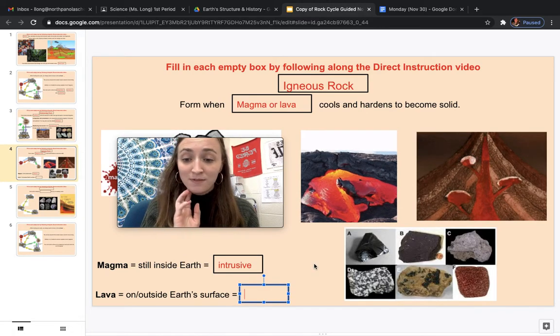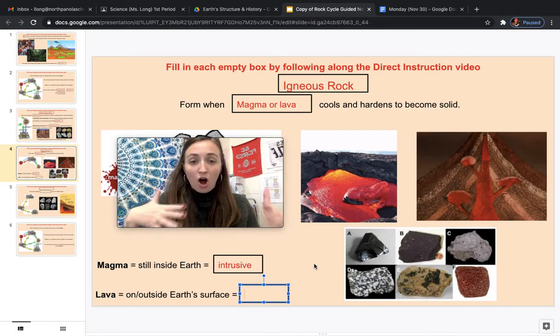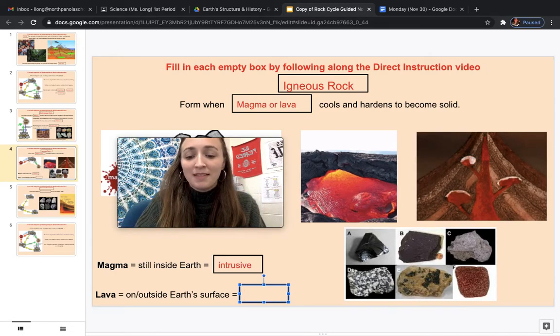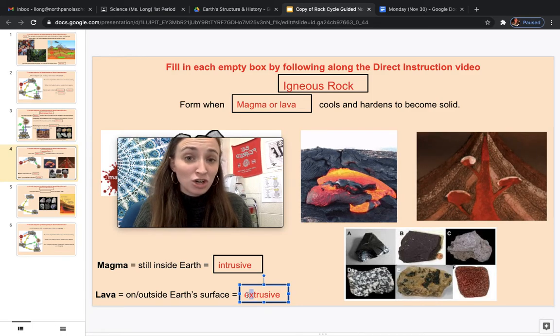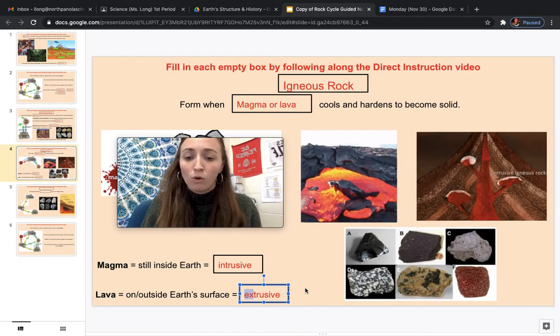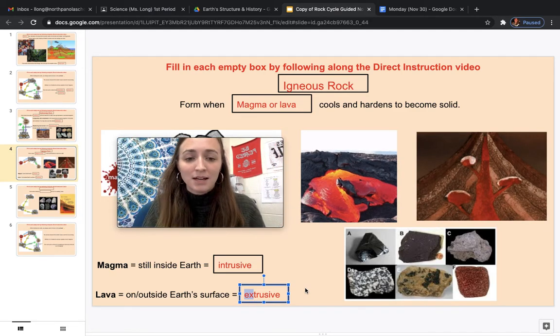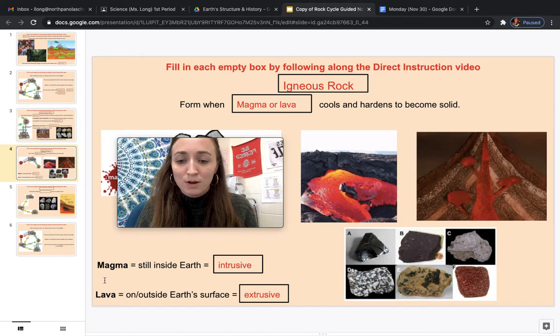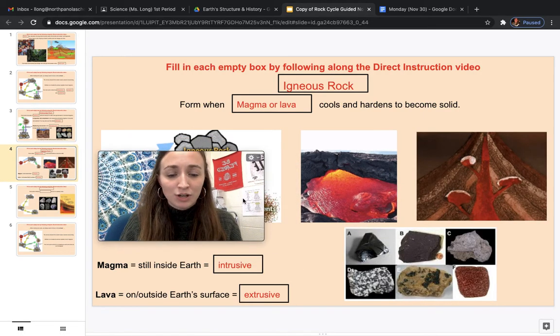And the opposite of intrusive, which is the lava that's going to be actually outside on the earth's surface, you can see it, that is extrusive. And you can think X like exterior, that means outside, or maybe you can think exit, the exit leads to the outside. So the extrusive is going to be your lava, that's on the outside. So that's your igneous rock.